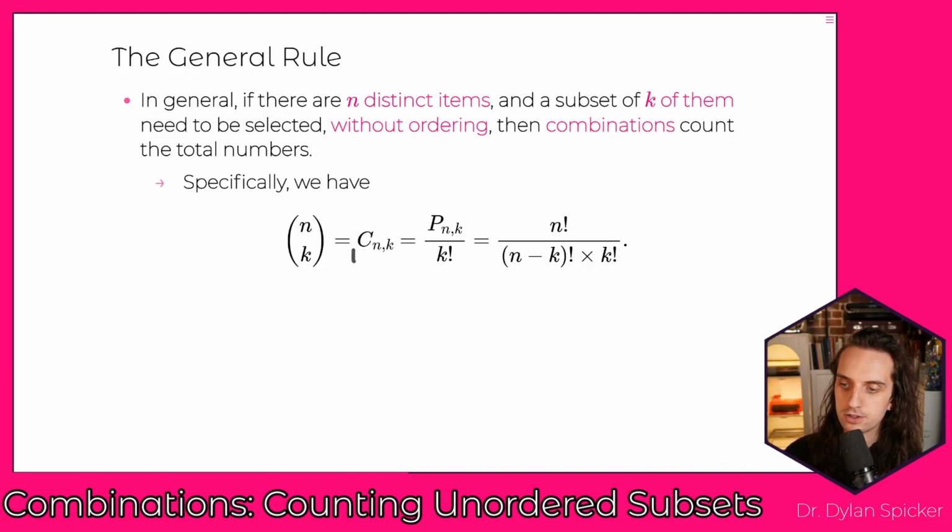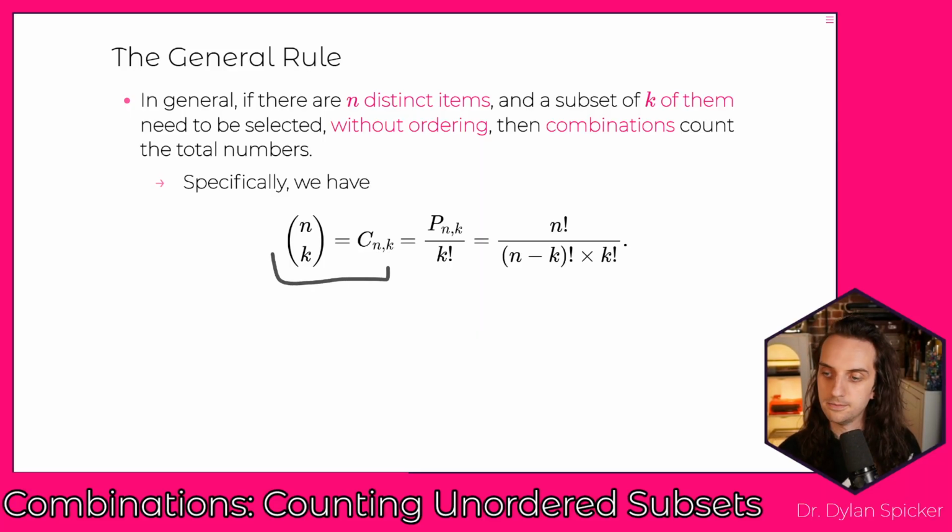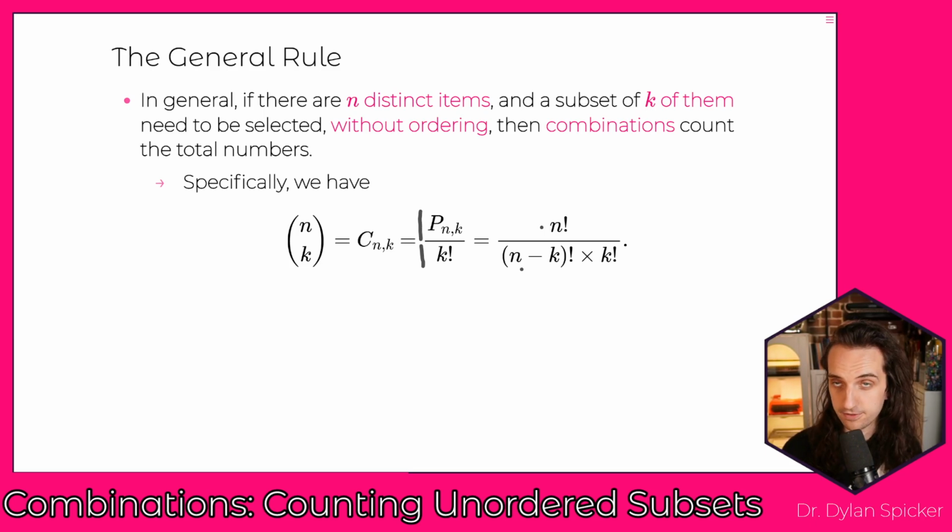If you'd prefer, you can also use notation like this, which has the C total of n choosing k, right? That's sort of reminiscent of the notation for permutations over here. But whatever notation you're using, the ultimate idea is that we're going to take the total number of permutations and divide that by k factorial. If we write that out in full, the permutation is n factorial divided by n minus k factorial, and so our combination is going to be n factorial divided by n minus k factorial times k factorial. So it's the number of permutations divided by k factorial.